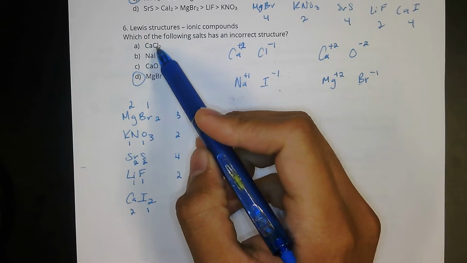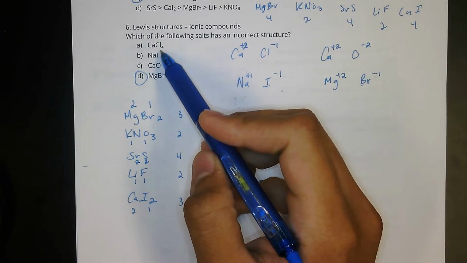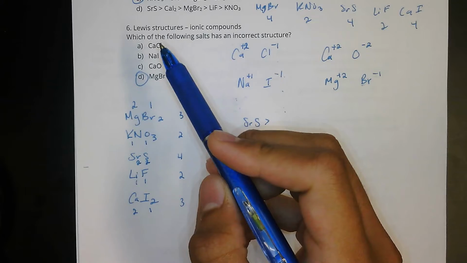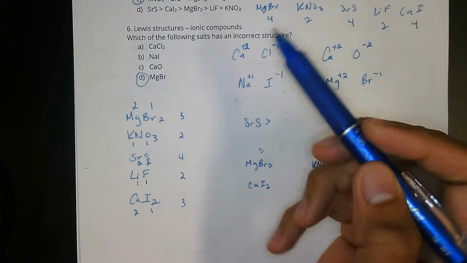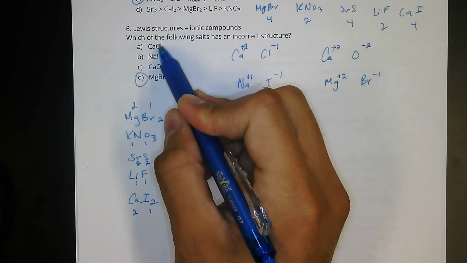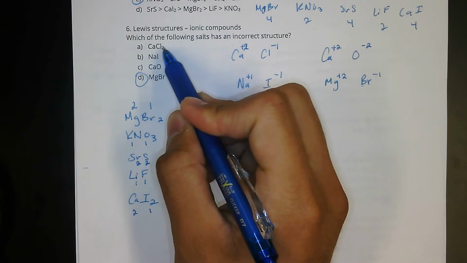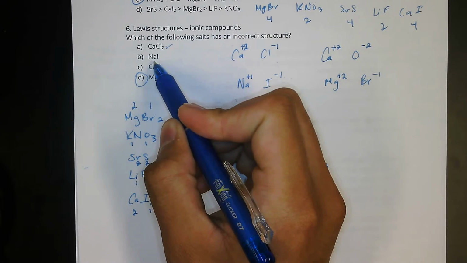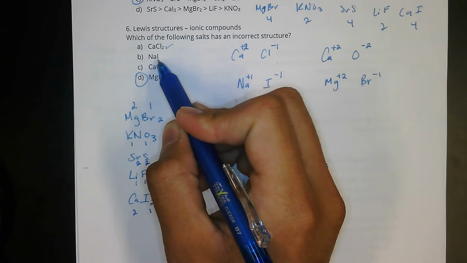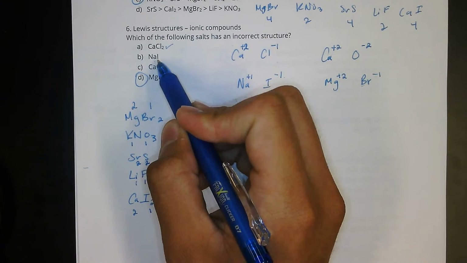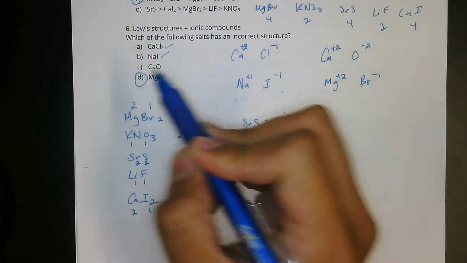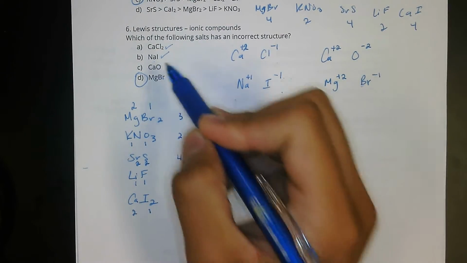We know that chlorine is in group 7, so it has a -1 charge. There's 2 of these, so its charge is -2. Calcium is in group 2, so its charge is +2. The +2 and the overall -2 charge cancel each other out, so this structure would be okay. Sodium is in group 1, so its charge will be +1. Iodine is in group 7, so its charge will be -1. They also cancel each other's charges out, so they have a correct structure. That is not our answer.